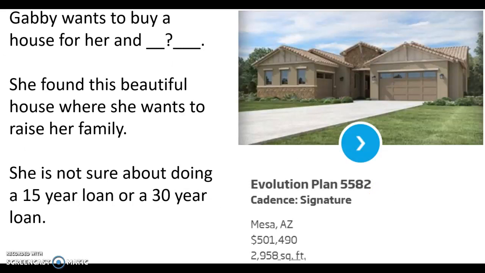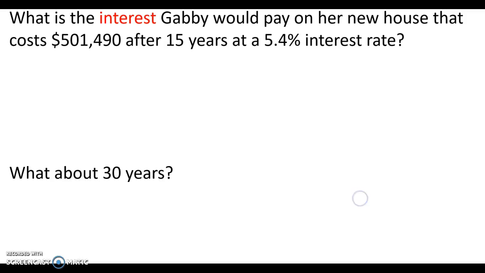Okay, Gabby wants to buy a house for her, and we don't know who she's going to ask, who's going to be married to, but her and her husband. So she found this beautiful house where she wants to raise her family. She's not sure about doing a 15-year loan or a 30-year loan. So she's got to figure out, does she want to do 15 years or 30 years? Because remember, you're paying interest for an extra 15 years if you're going 30. So let's look at this one right here.